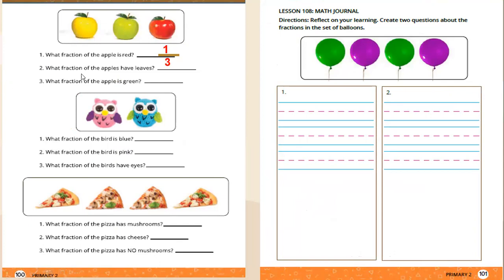Number 2. What fraction of apples have leaves? Have leaves. Leaves means 2 leaves, okay? Means plural. We have only 1 apple because this has leaves. This has only one leaf.